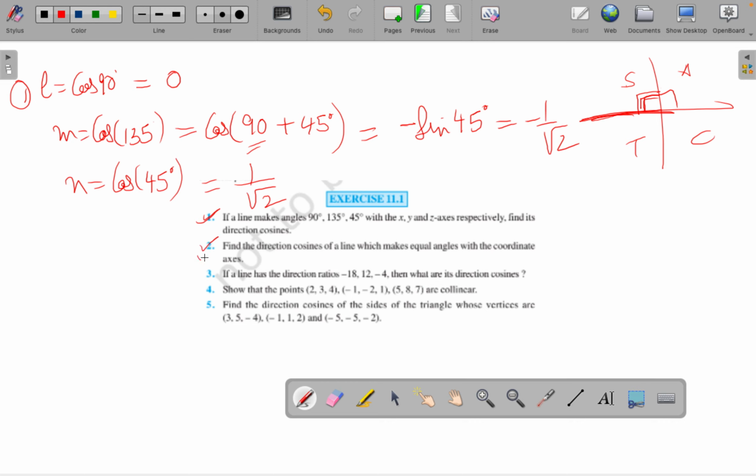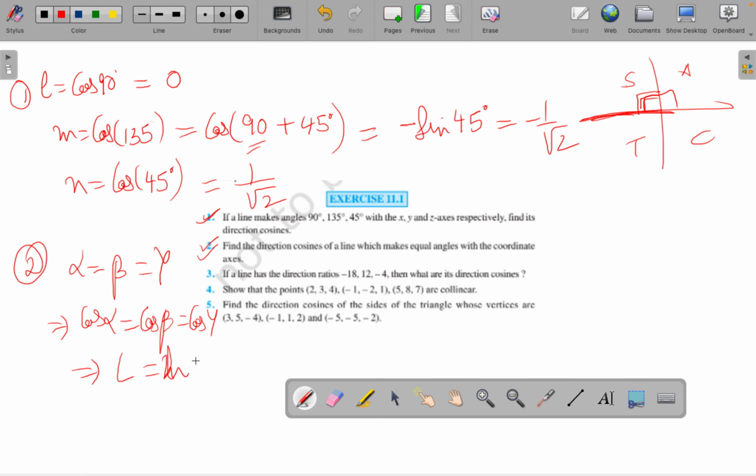Now question number 2, find the direction cosines of a line which makes an equal angle with the coordinate axes. Again you know this fact. Equal angle means alpha, beta and gamma are equal. That means obviously cos alpha, cos beta and cos gamma are also equal. That means I can say l equals m is equal to n.